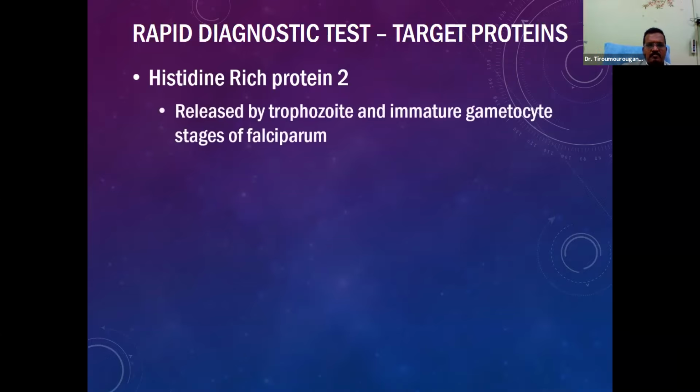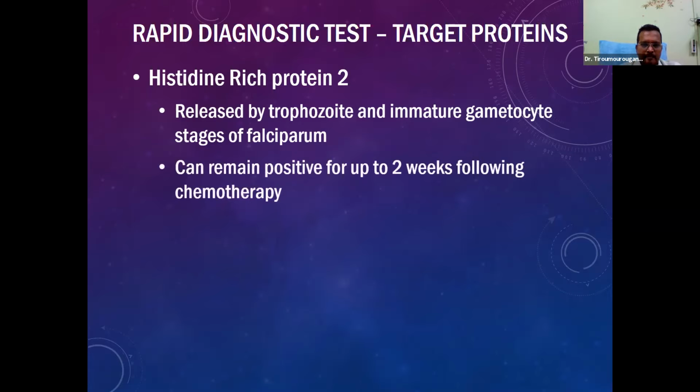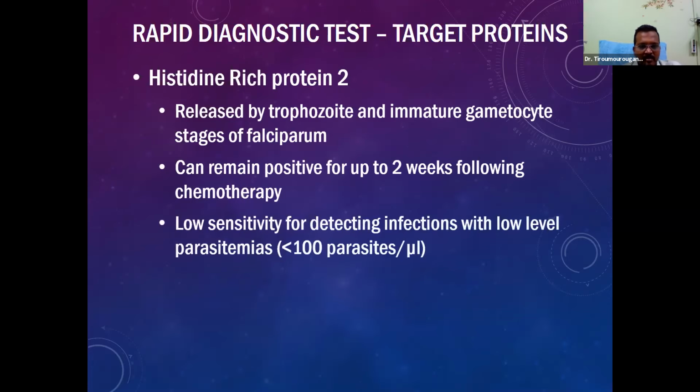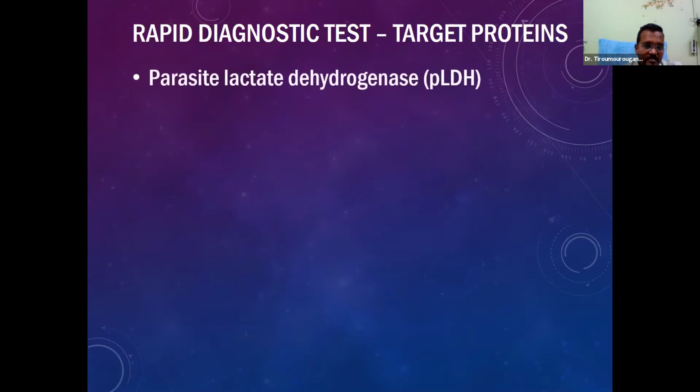So we have got certain target proteins. The first one is the histidine-rich protein 2, or HRP2. Basically, it is released by the trophozoites and the immature gametocytes in the blood. This protein, the antigenemia, can be present in the blood even 2 weeks after chemotherapy. So after we treat, it could still be positive. And as said, it has a low sensitivity for detecting low-level parasitemia. When it is high, it picks up. When it is low, it doesn't.